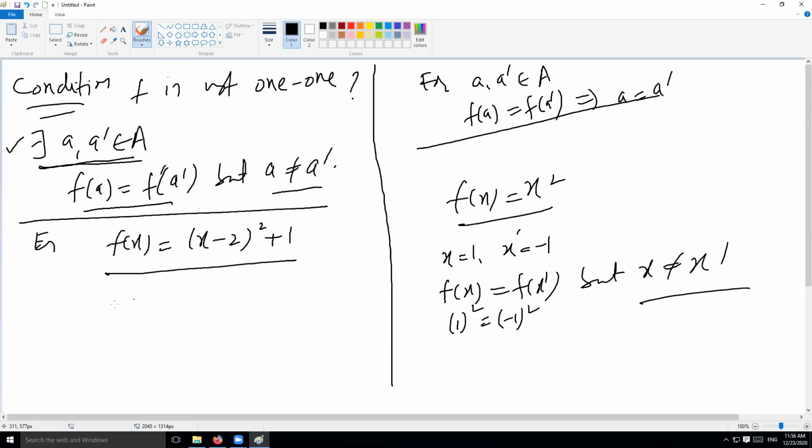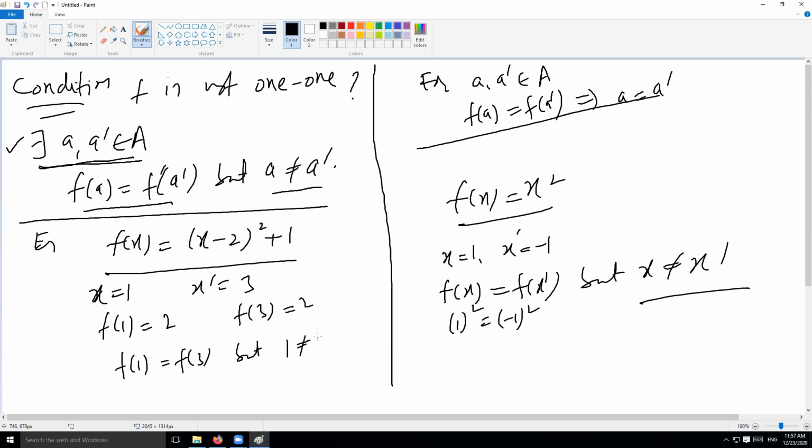For example, if you take x to be 1 and x prime to be 3. What would be f of 1? It would be 2. What would be f of 3? It would be 2 again. Okay, so the outputs are the same, but the inputs are not the same. Therefore, this function is not 1, 1. Samajh aa rahi hai baat? Theek hai.